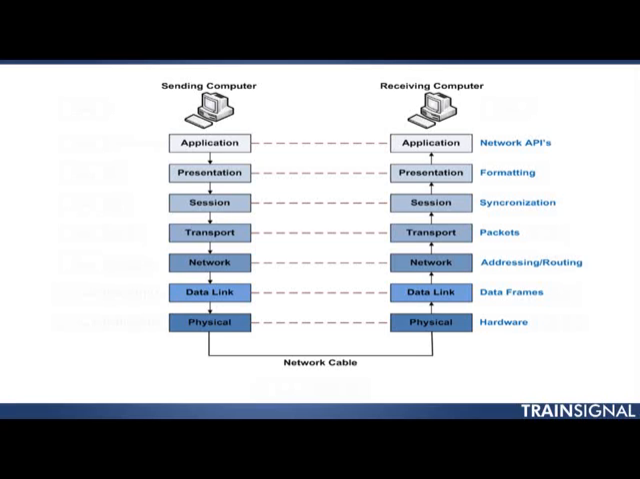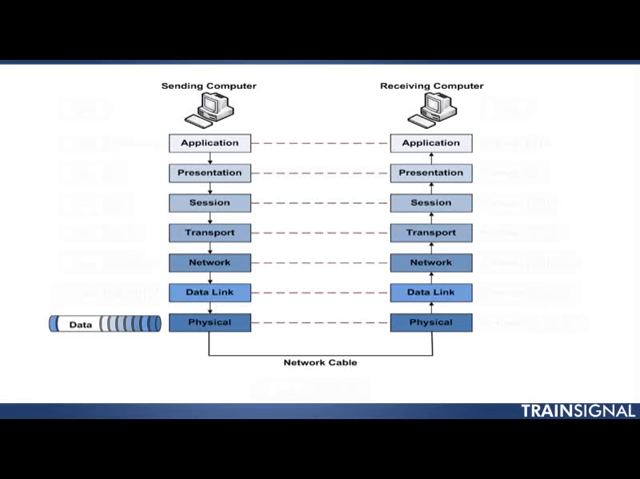Now, I promised you an animation, so let's look at that now. We start off with a computer that wants to send some data. So I have some raw data here. What that computer does is it sends it down through the OSI model, and as you can see here, the layers are each adding their own piece of information.